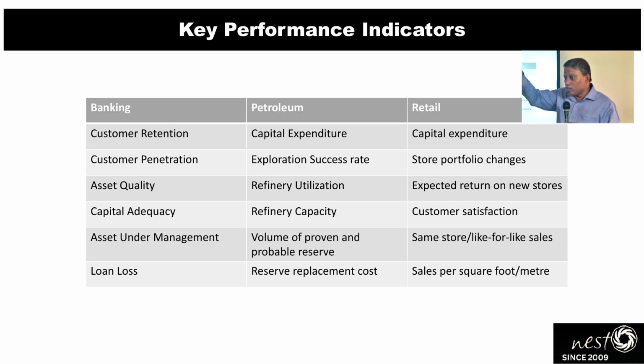But when you are analyzing the sectors, what do you need to look at? Customer retention, asset quality, capital adequacy. These are the key parameters. In the same way, each segment will have key parameters. For example, retail. What is retail? Any retail supermarket. What is his capital expenditure? What is the store portfolio? Expected return on new stores. Same-store, like-for-like sales.